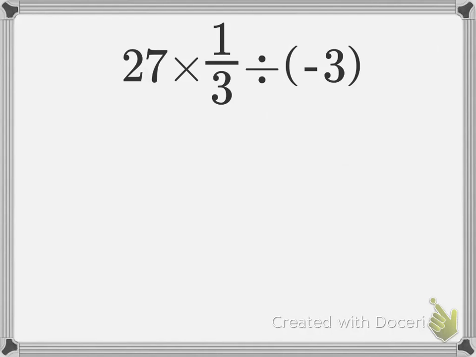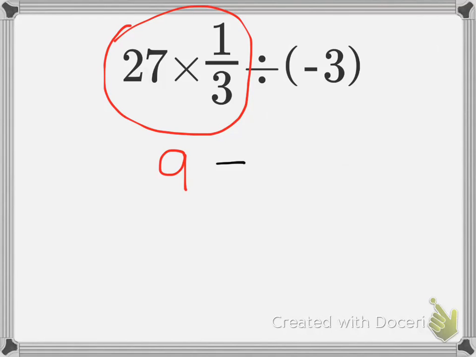So I am going to take the 27 times the 1/3 first, and what that ends up being is 9. And then what I'm left with is I have to still divide that by -3. And then 9 divided by -3 is -3. So our final answer in simplifying this expression using order of operations is -3.